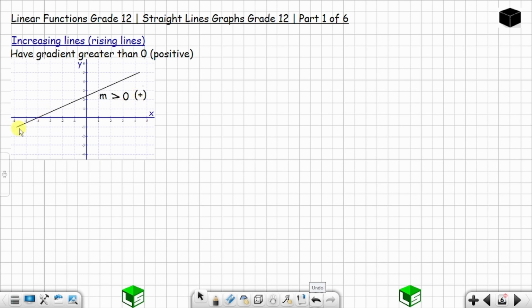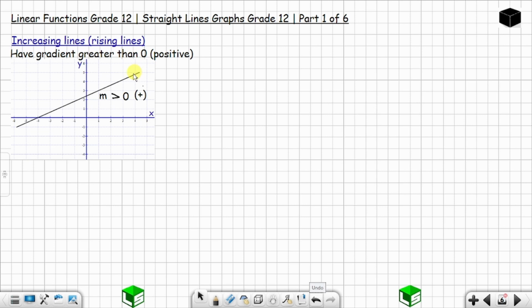Whenever you are trying to calculate the gradient of a line which is increasing or a line which is rising, you have to understand that the value will always be greater than 0 or positive. So if you happen to get a negative value, a value that is less than 0 for these types of lines, you have to understand that you are doing something wrong in your calculations.